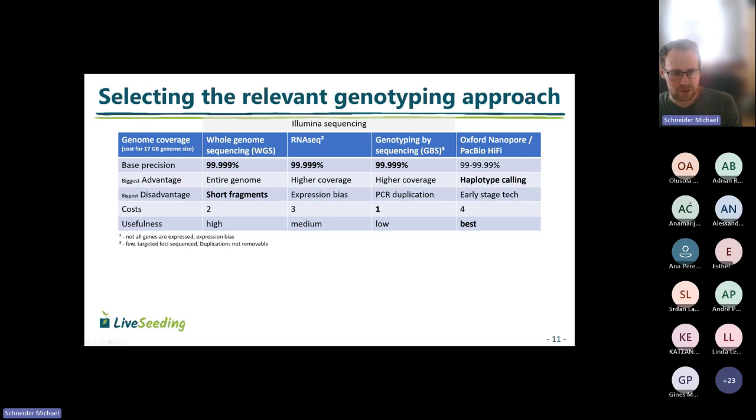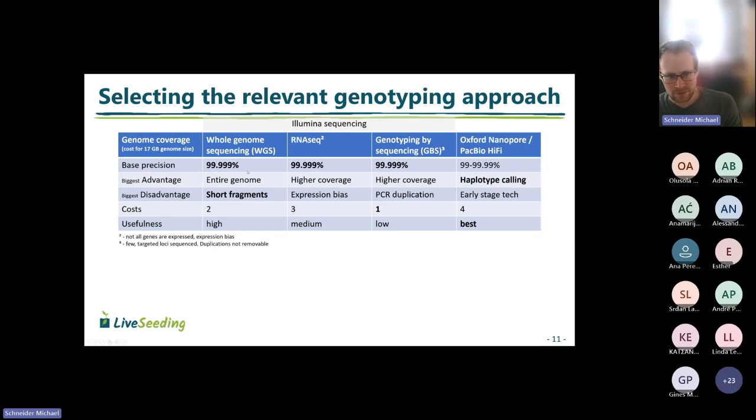As I said, we have some advantages. We have the entire genome. We have quite high coverage for the RNA-seq, same for the genotyping by sequencing, and this comes very handy in settings where we have more than two parents present, where we then have to construct haplotype information. But we come to this point, what this term means, a bit later.